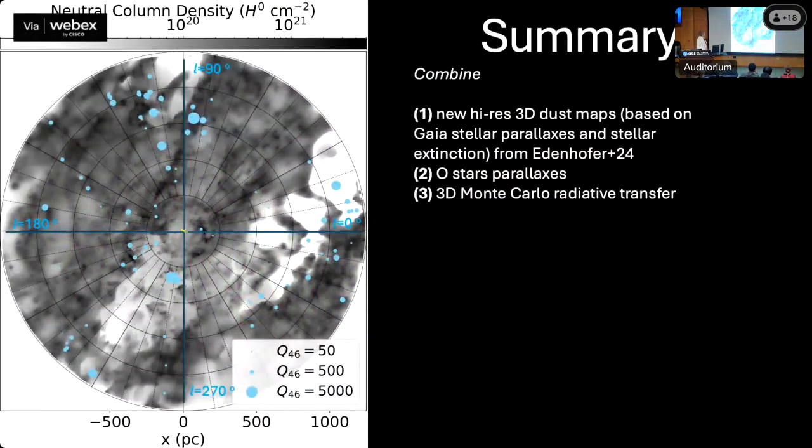But here's how it worked. We took the dust maps, and this may look familiar, but it's familiar with a twist. What Lewis did is we combined the high-res 3D dust maps, in particular the Edenhofer version. We took O-star parallaxes of all the O stars in this volume, and then Lewis went ahead and did the 3D Monte Carlo radiative transfer, and calculated the transfer of Lyman continuum photons from each of these O stars, based on their luminosity, through the 3D structure of the ISM.